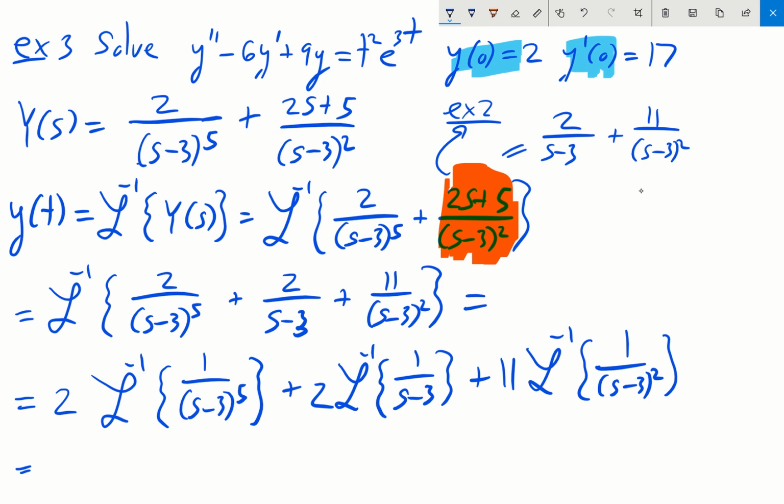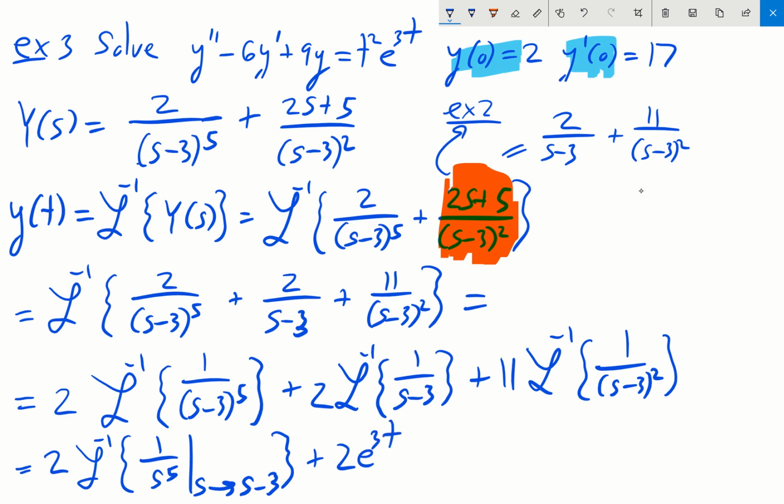So for this one right here, again, this is going to be a shift. If we look at this, we can rewrite this as the inverse Laplace of 1 divided by s to the 5th, with the shift s going to s minus 3. This one here is a direct consequence. We know that this one's going to be immediately 2e to the 3t, one of our basic rules. And then this last one is also a shift. This is 11 times the inverse Laplace transform of 1 over s squared, where s is getting shifted to s minus 3.